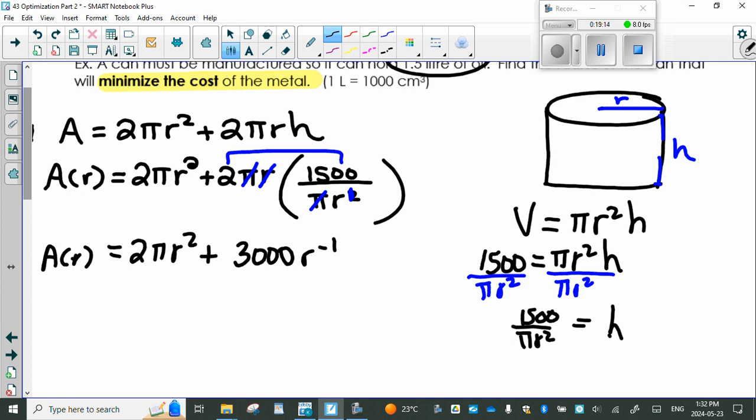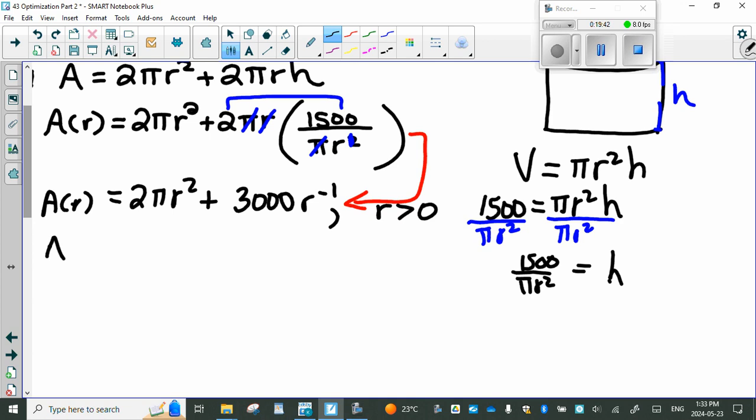So I'm going to pause it here. People at home, make sure you understand how to get from this step here to this step here. And then we're also going to do that in our class. So here we go. And can we agree that the radius has to be greater than 0? So if we get a negative radius, we would ignore that answer. Okay, disregard it. All right, so now we want to find A prime at r.